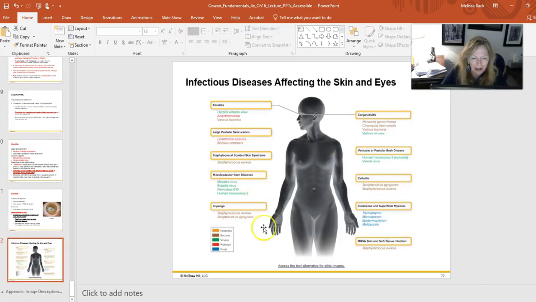Now, this slide, I love these slides because they put everything we just talked about in a nutshell.